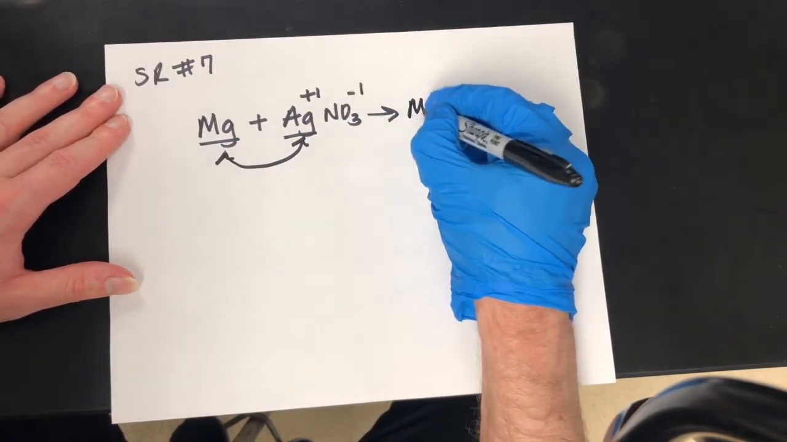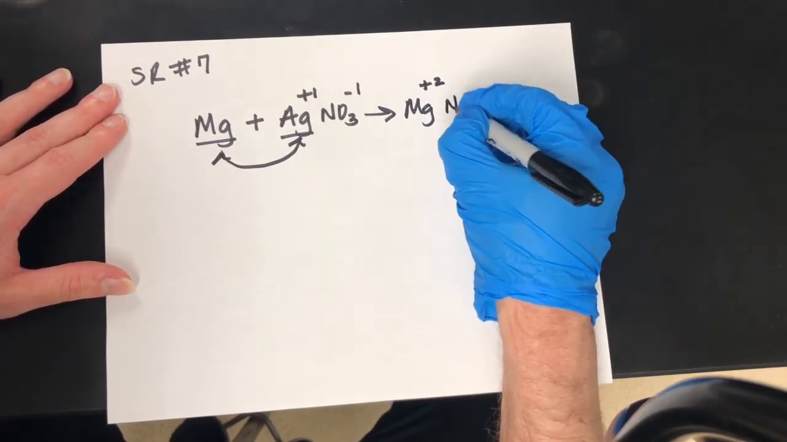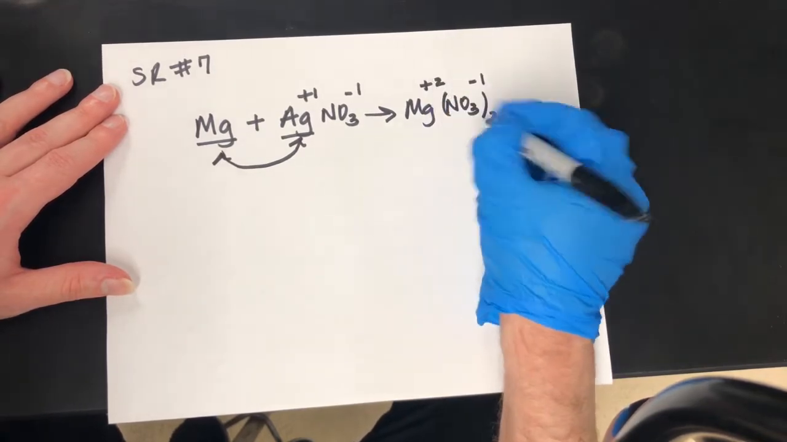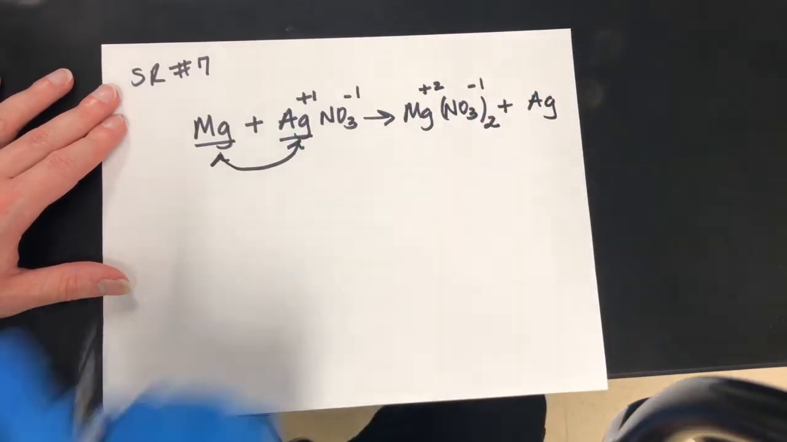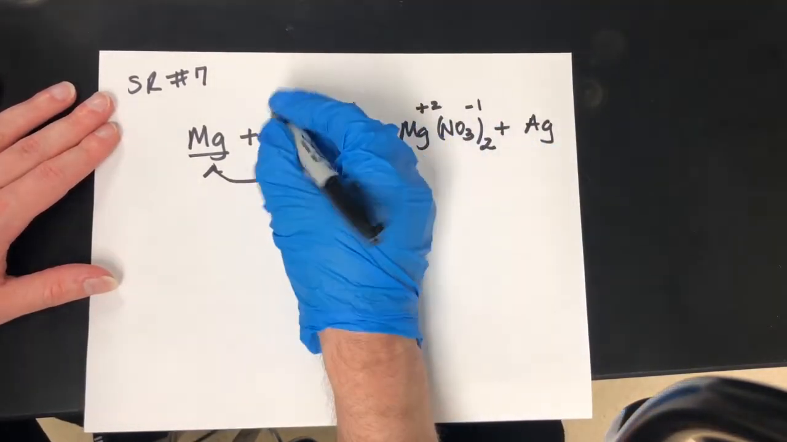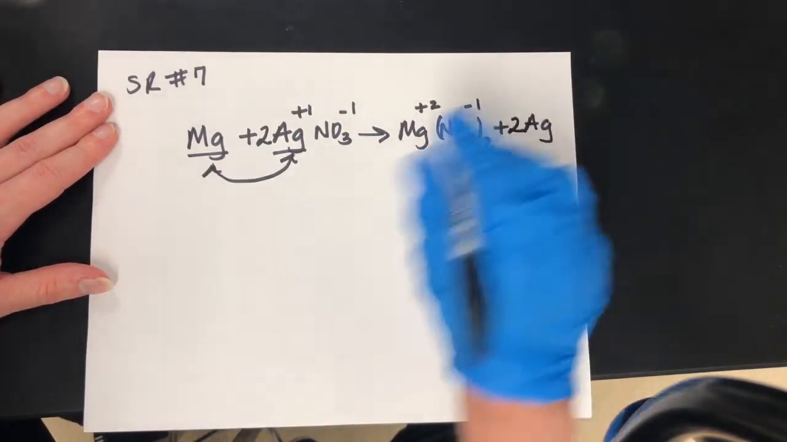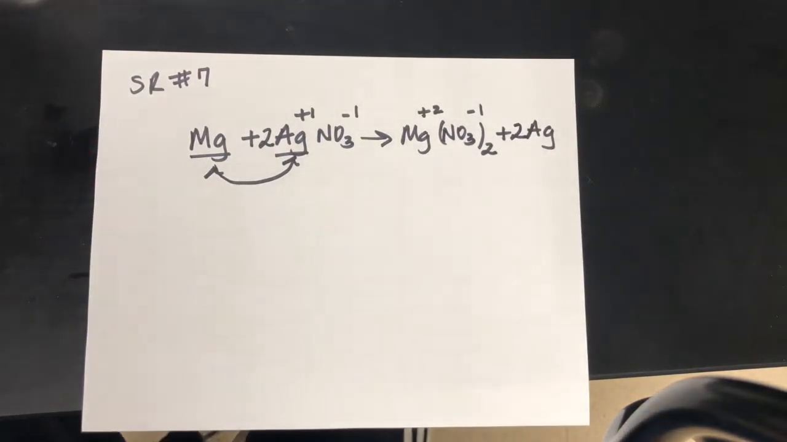Okay, so we get magnesium, which has a +2 charge. Nitrate always has a -1 charge. And we crisscross. The 2 goes down here, the 1 goes there. Plus silver. Okay, now we're going to balance. You got 2 nitrates on this side. We need to put 2 nitrates on this side. 2 Ags, 2 Ags. 1 Mg, 1 Mg. It should be balanced. So we'll come back and look at the actual reaction in real life.